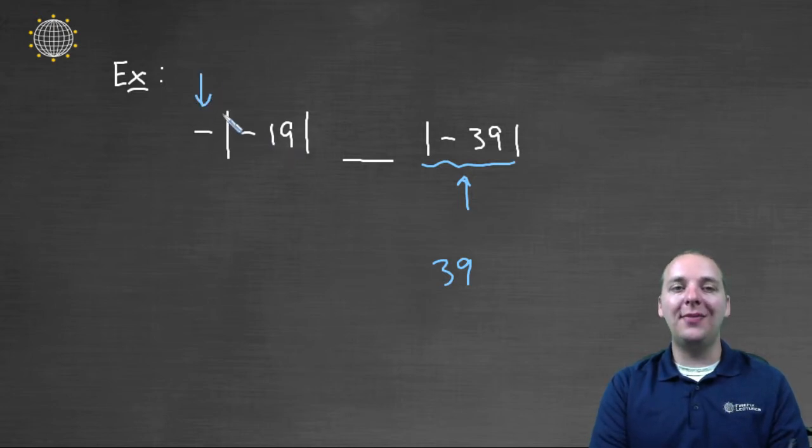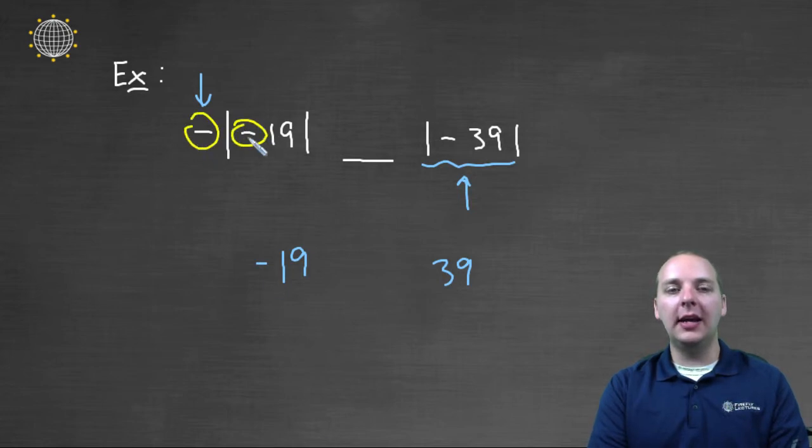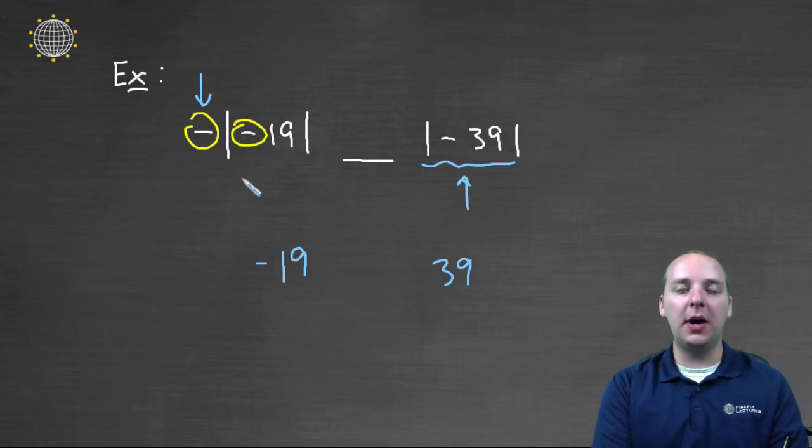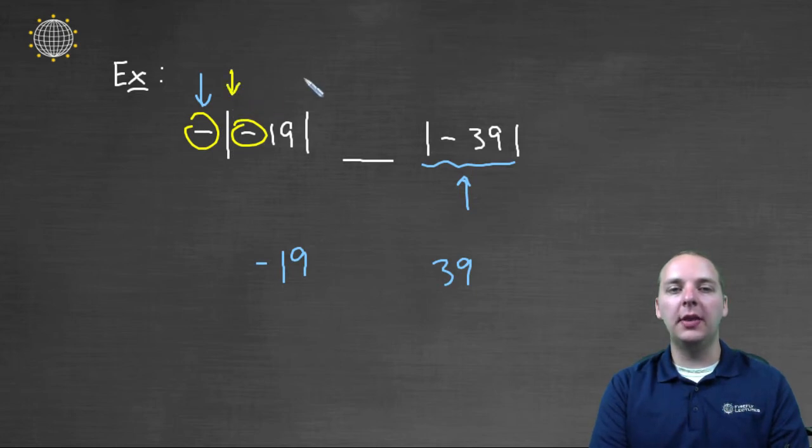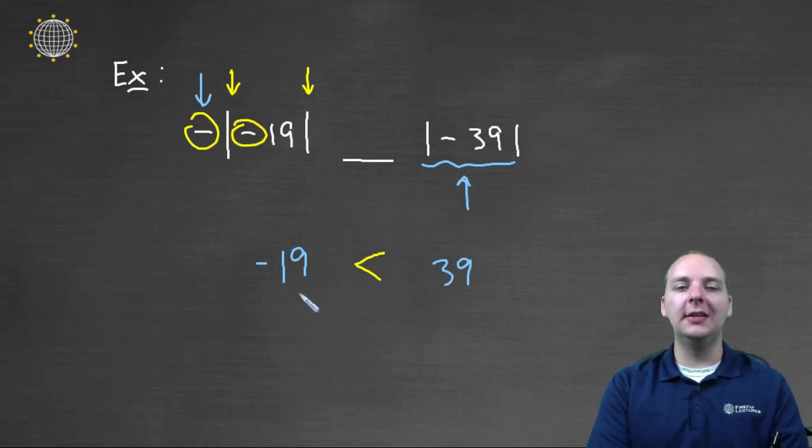But don't forget, we have an additional negative to tack on once we're done. So this is actually negative 19. Now don't be fooled. Just because you have a negative and a negative doesn't automatically make this one a positive, because we also have to account for the absolute values here. The absolute value of negative 19 is positive 19, and then we tack on an additional negative. Now clearly, if this is positive and this is negative, then the 39 is greater than the negative 19, or you could say negative 19 is less than 39.